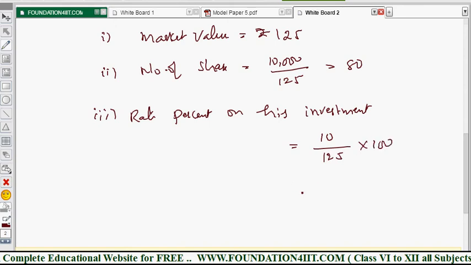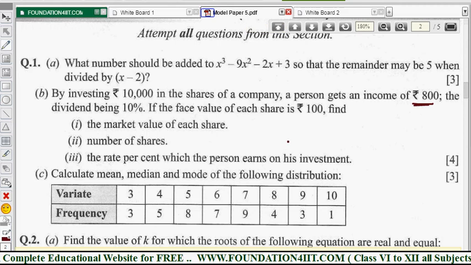This is the rate percent. 10 by 125 into 100 is 8%. Just use the calculations. Therefore the rate percent on his investment is 8%. This is about that question, next one.